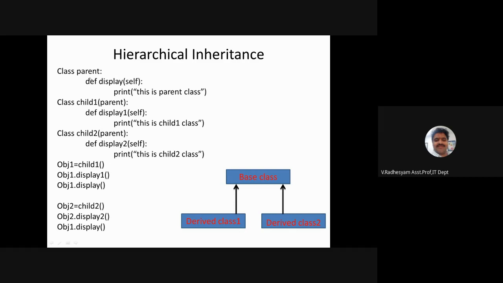Derived class 1 with base class, derived class 2 with base class. That is called hierarchical inheritance. We can understand that there is one parent who has two children.